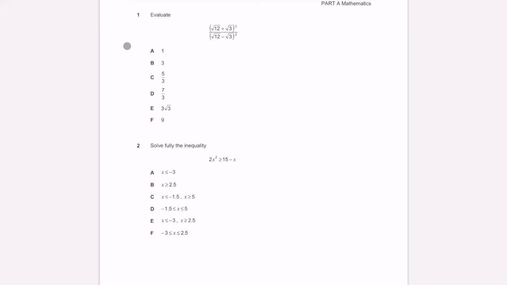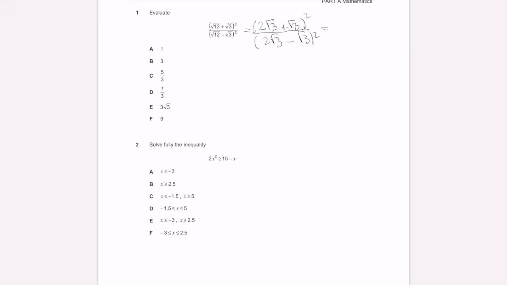One of my pieces of advice would be: as soon as you see a root 12, you can normally make things substantially easier by simply representing it as 2 root 3. So what is that going to give me? 2 root 3 plus root 3, all of it squared, and then at the bottom of the fraction, 2 root 3 minus 2 root 3, all of it squared.